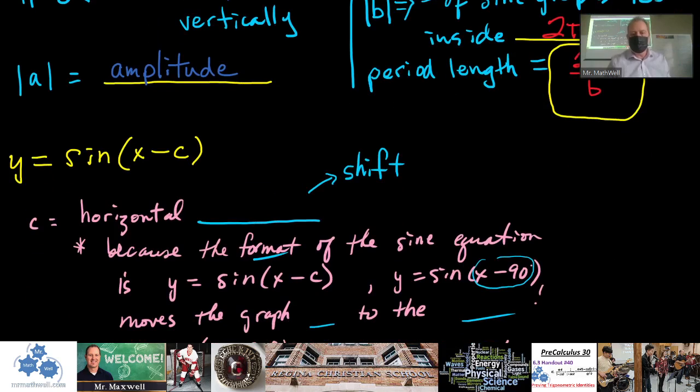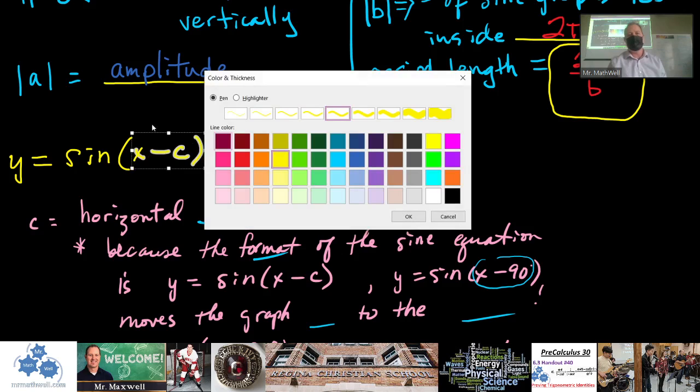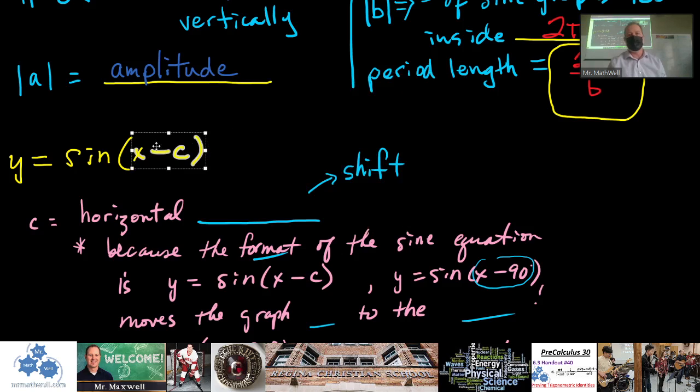Okay, finally C. Let's take a look at C then. Now C is what we add or subtract to x. Now it shows as a subtraction. That's important. Okay, so this is a horizontal translation, okay, or a shift. It's a horizontal translation or a shift.